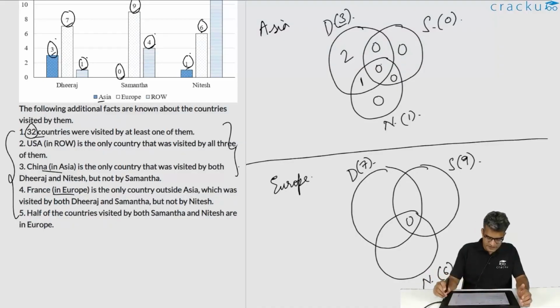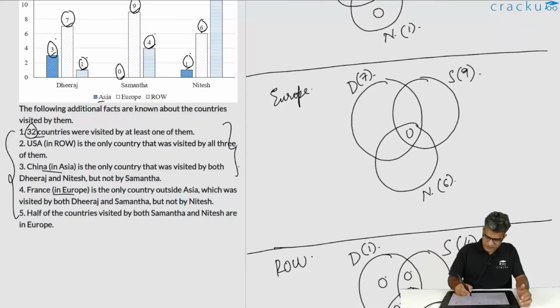France in Europe, okay, now we are talking about Europe somewhere over here. France in Europe is the only country outside Asia which was visited by both Dheeraj and Samantha but not by Nitesh. So this is 1. This is the only country that Dheeraj and Samantha visited but not Nitesh.